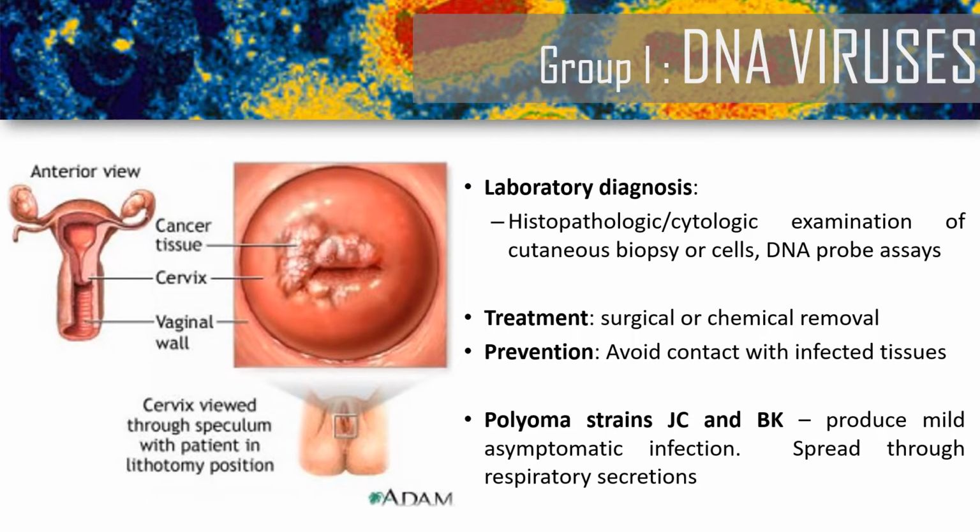Okay? And then other strains, so you have your papilloma strains for JC and BK, they produce mild asymptomatic infection and spread through respiratory secretions. Yan. Kasi sa board exam 2 years ago, class, lumabas yung strain JC at saka BK, kung ano daw yung mode of transmission. So, paki-highlight na lang din, class. Highlight natin, class. You have your respiratory secretions.